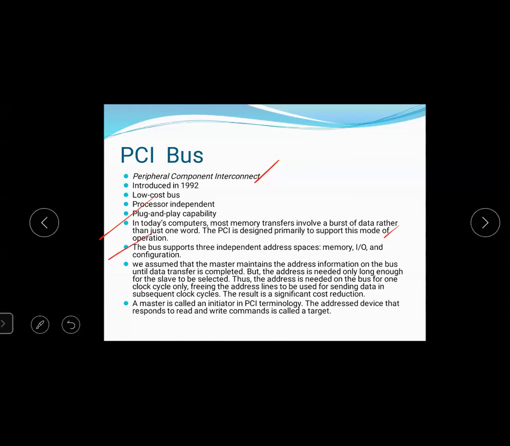The bus supports 3 independent address spaces: memory space, IO space, and configuration space. It supports the memory address space, the IO device address space, and the configuration address space.